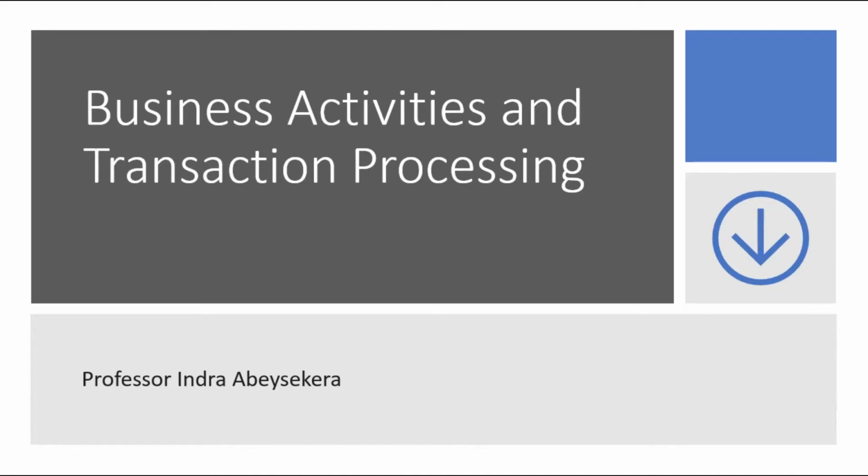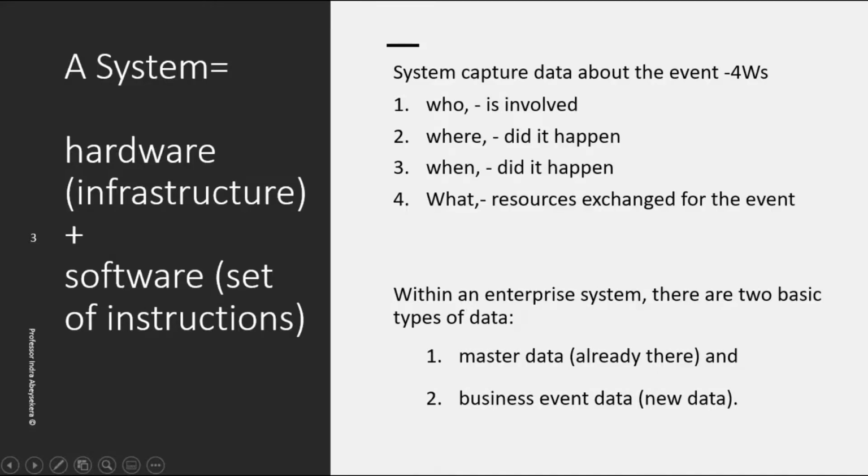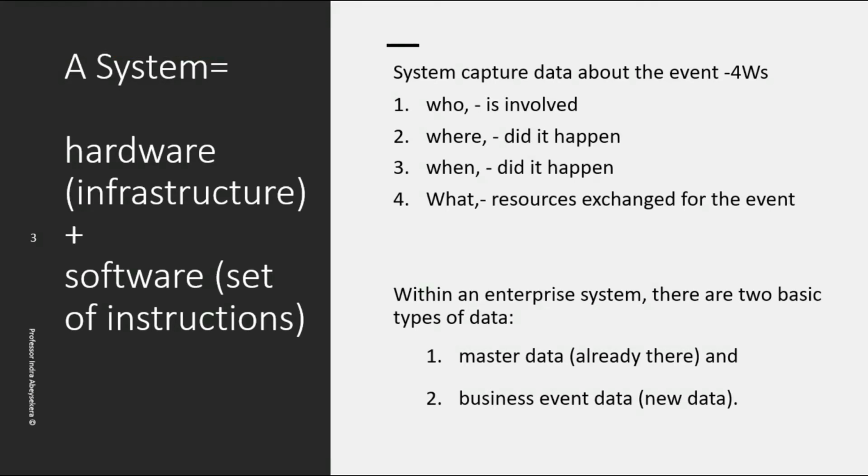When we look at business activities and transaction processing, first we will have to look at what are enterprise systems. A system is a combination of hardware and software. Hardware is the infrastructure, and the software is a set of instructions that uses the hardware.